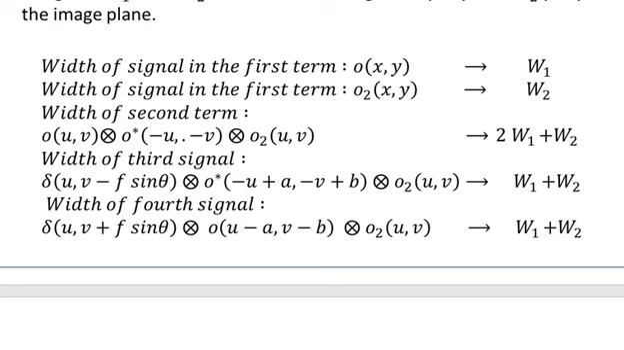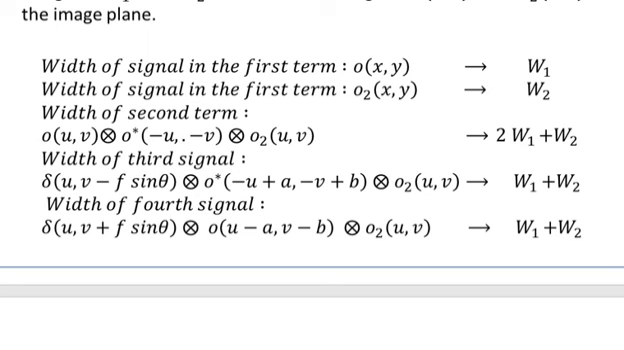Width of the signal in the first term, that is O as a function of x and y. Its width is W1. The width of the signal in the first term O2. So O2 is also traveling along the optical axis. O2 as a function of x and y has a width W2. So now look at the second term. Width of the second term, its width is W1 plus W2, because it involves O and O2.